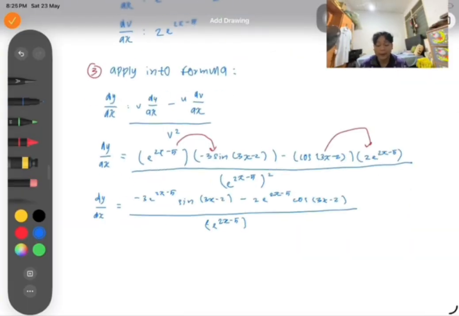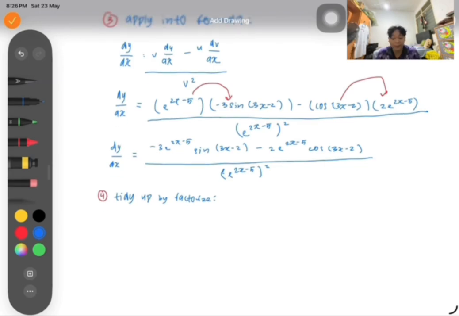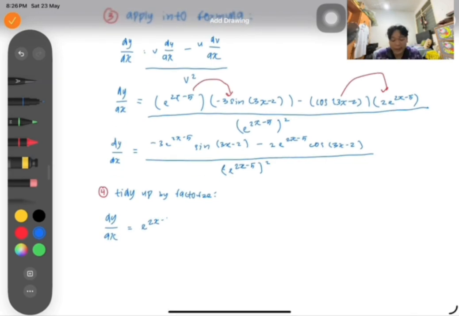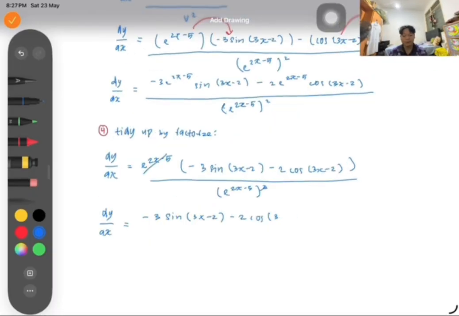Over (e to the power of 2x minus 5) squared. Notice that we have a common factor of e to the power of (2x minus 5) in both terms of the numerator. Let's factor it out so we can cancel it with the denominator. And that is the final answer for 1.